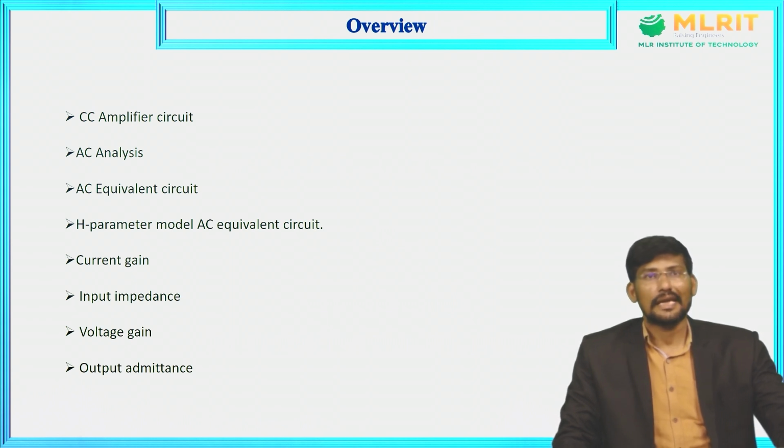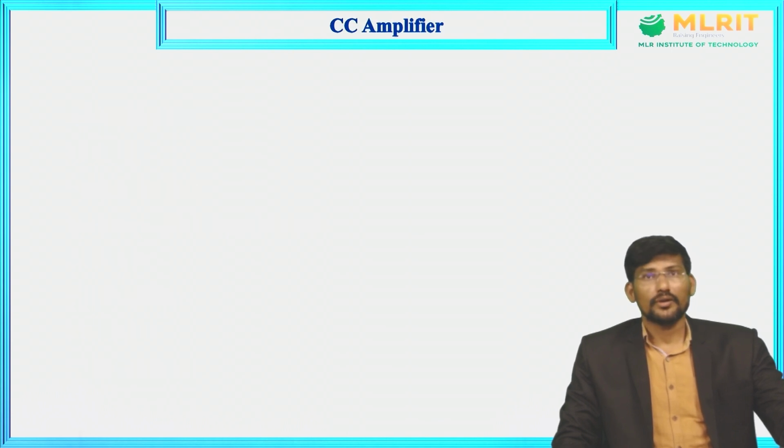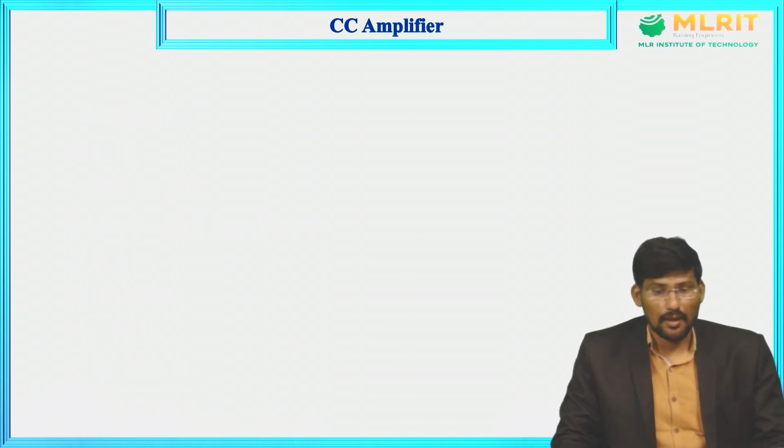amplifier circuit is, AC analysis, what the AC equivalent circuit for the common collector amplifier is, H parameter model for the AC equivalent circuit, current gain, input impedance, voltage gain and output impedance, and we will discuss the characteristics of the common collector amplifier. So let me go into the common collector amplifier configuration.